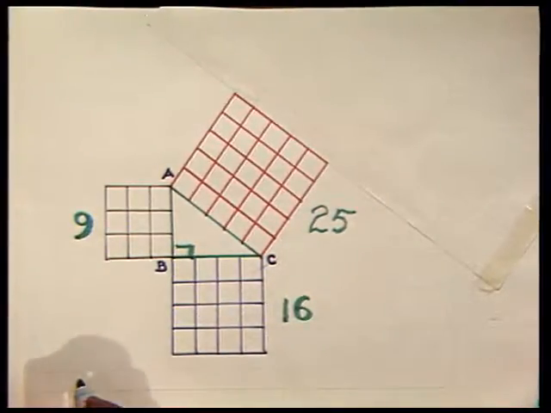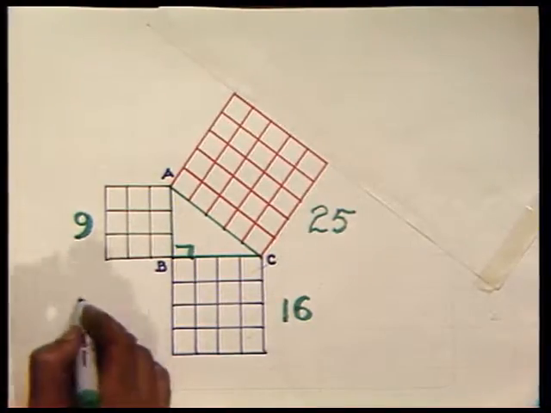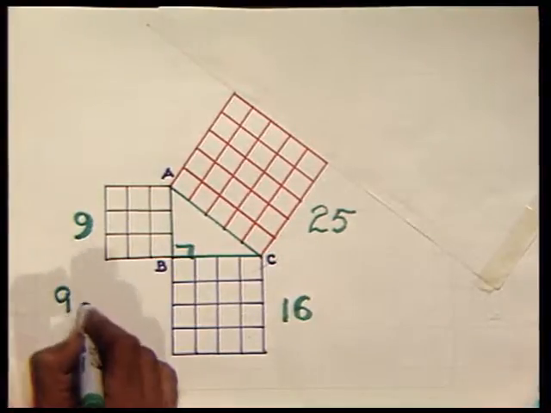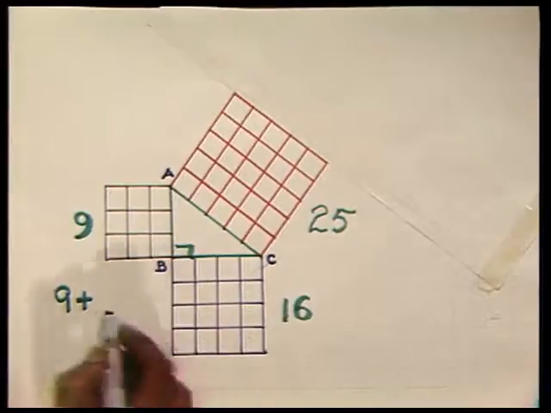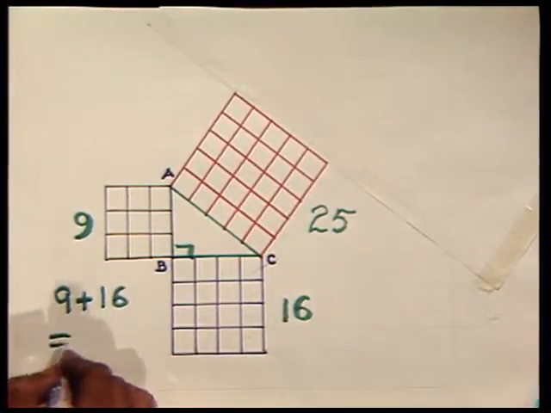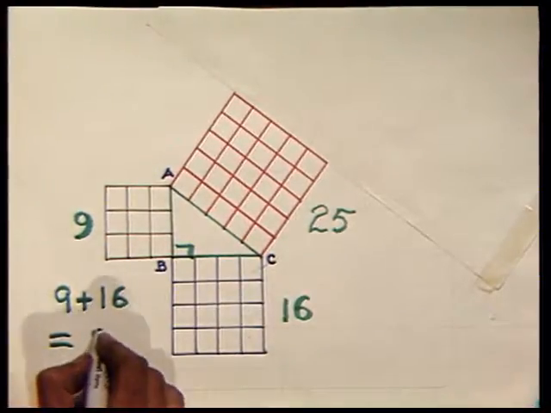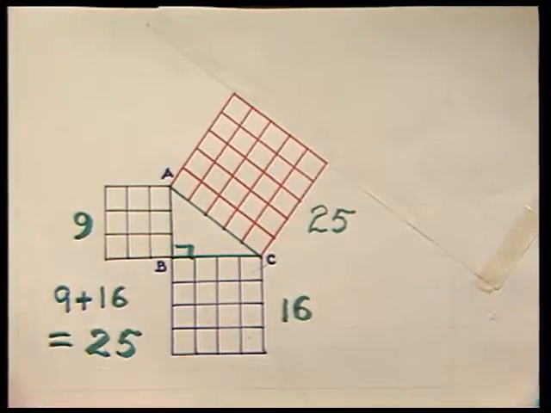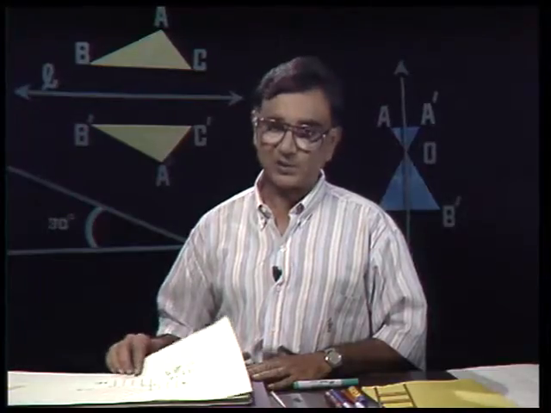So, what do you find in this? That the number of squares constructed on the side AB, that is they are 9 in number, plus the number of squares constructed on the side BC, which are 16, that is equal to the number of squares constructed on the side AC, which is 25. We can verify this aspect in another way also.